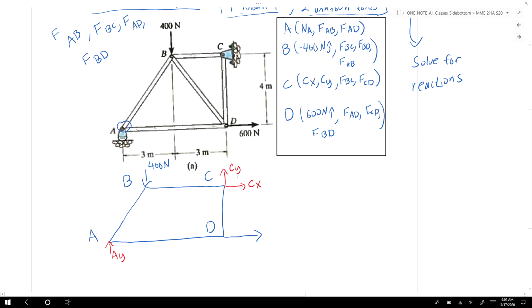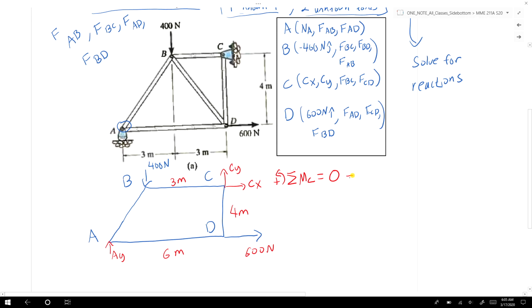So what we can do is, we know that from point A to point D is 6 meters away, from point C to point D is 4 meters away, and from point B to point C is 3 meters away. So using these values, we can sum all the moments about point C, and we know if the truss is in equilibrium, it must be equal to 0.